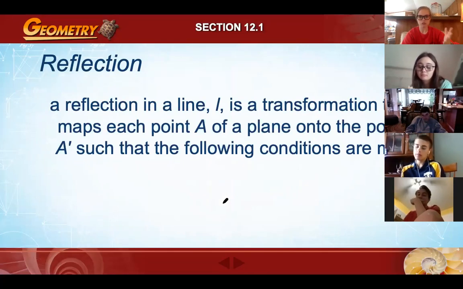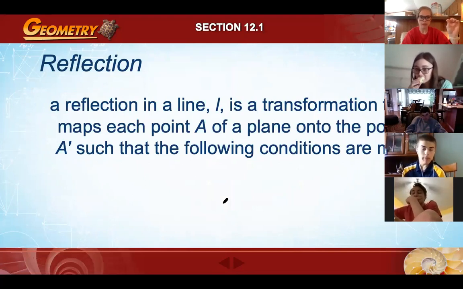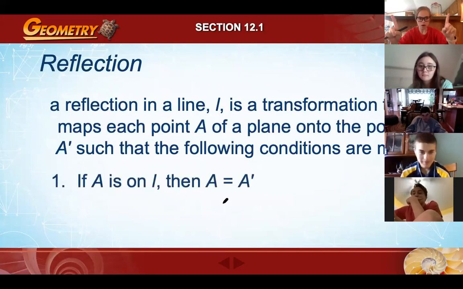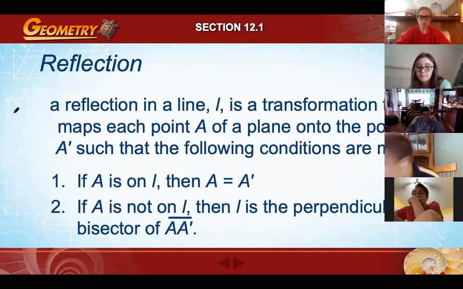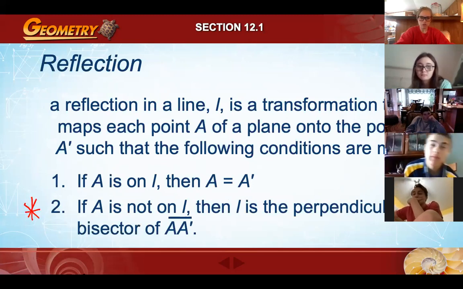So here's the actual definition of reflection. It goes from point A to A prime. These conditions must be met. So 1, if the point lies on the line, then they're going to be equal to one another. The reflection points, the two vertices, A and A prime, are going to be the exact same. But I believe for the most part, we're going to be dealing with reflections that look like number 2 here. If the point is not lying right on the line, then the line is going to be a perpendicular bisector of A and A prime. Okay, we're going to go through this.